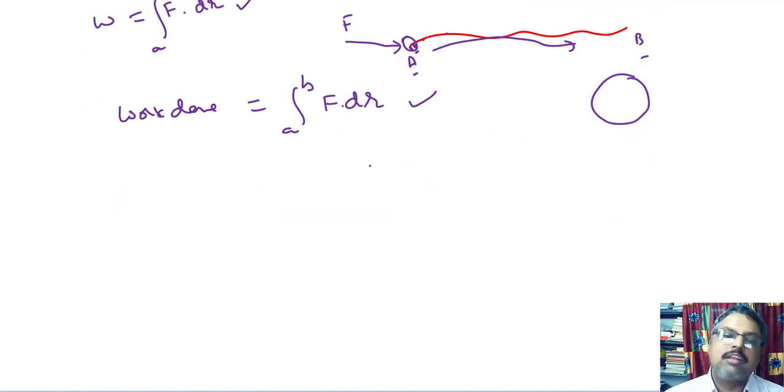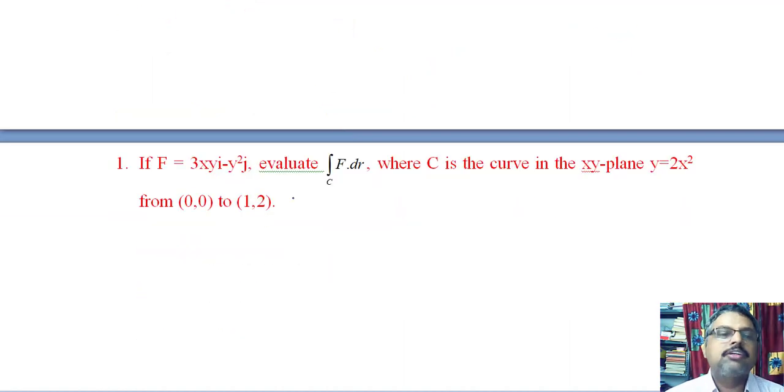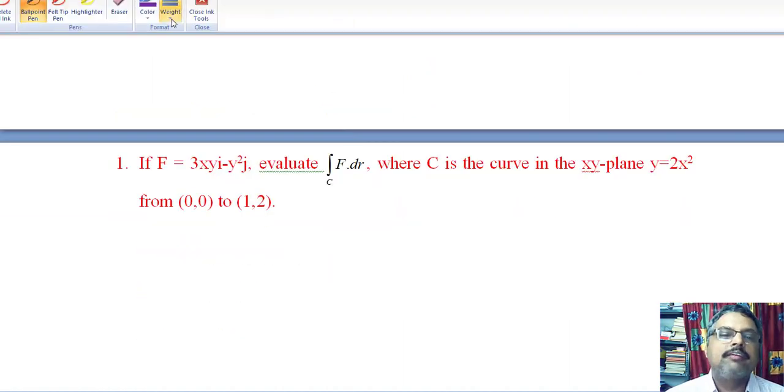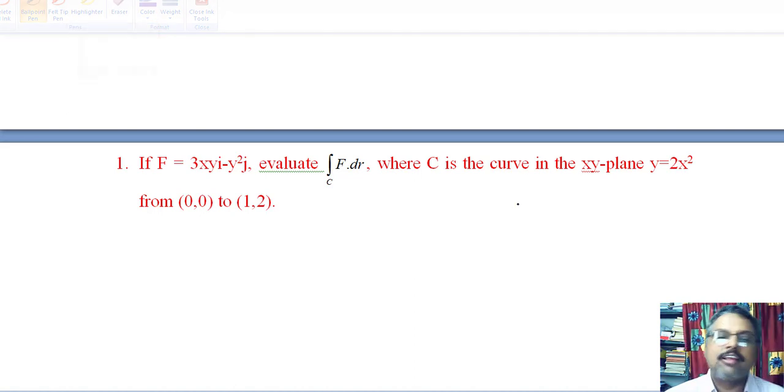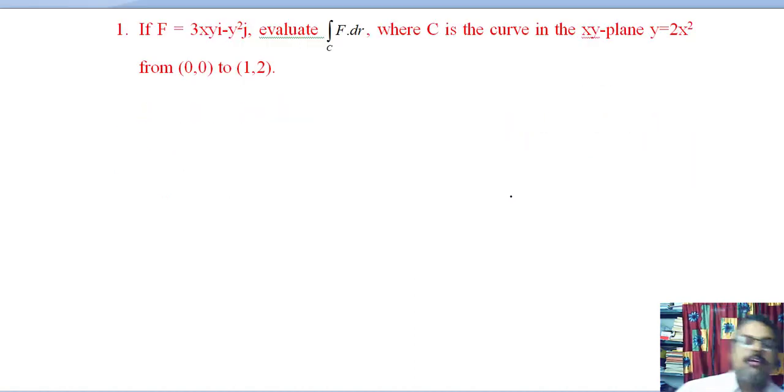Now we will discuss line integral. Integration along a line or a curve is called line integration. First I will explain a problem, then how to solve it. The concept is very easy, try to understand. Now the solution.